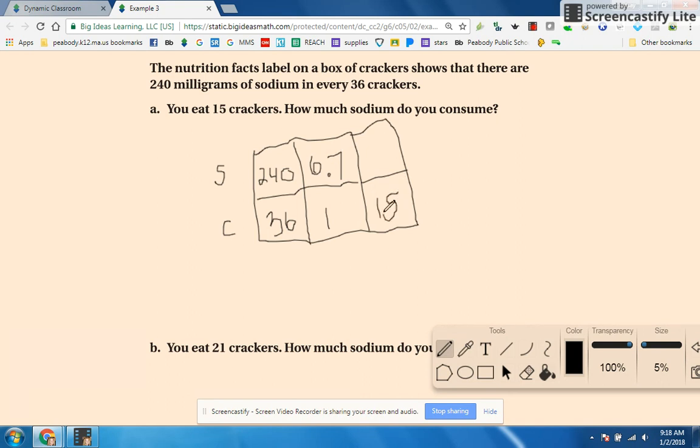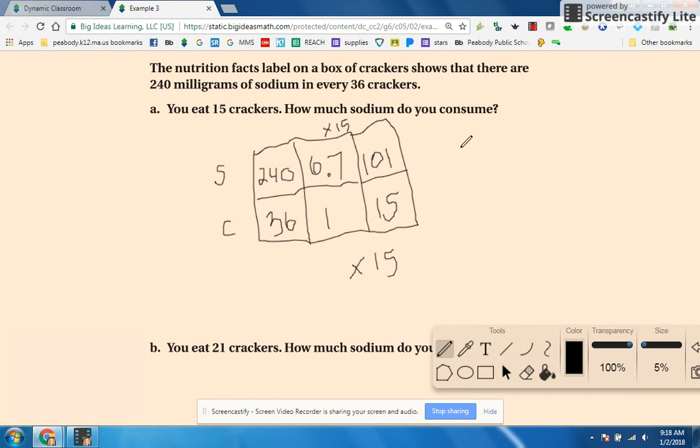Okay? And now I have one more step. I have to get from 1 to 15 by multiplying by 15. So I have to multiply the top number by 15. Okay, so I'm going to do that on a calculator just so I don't run out of taping time here. But 6.7 times 15 equals 100.5. So I'm just going to round it to 101. So that means if you have 15 crackers, you're having 101 milligrams of sodium.